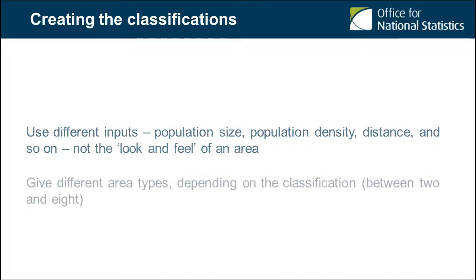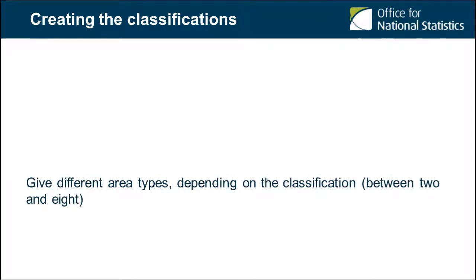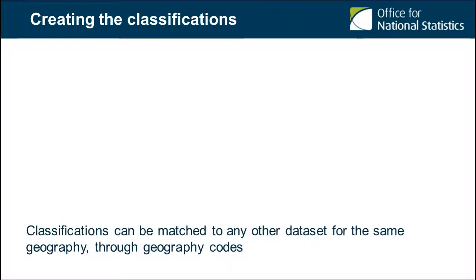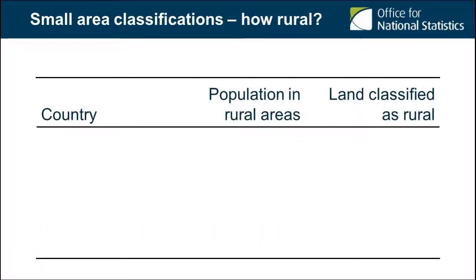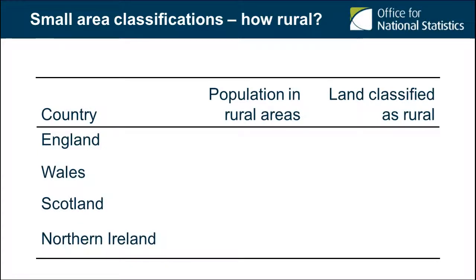They give different area types, between 2, urban and rural, and 8, which breaks urban and rural areas up into more detail. A classification is effectively a spreadsheet of labels that can be matched to any other geographic dataset through geography codes. The classifications for England and Wales differ slightly to those in Scotland and Northern Ireland, and although we cannot directly compare urban and rural populations from these different classifications, it's useful to look at the percentage of people who live in rural areas in each country.